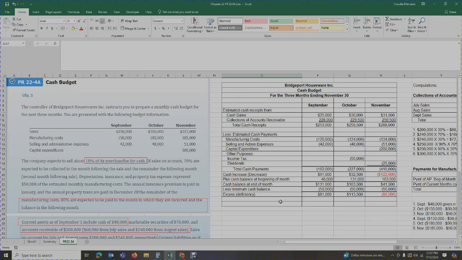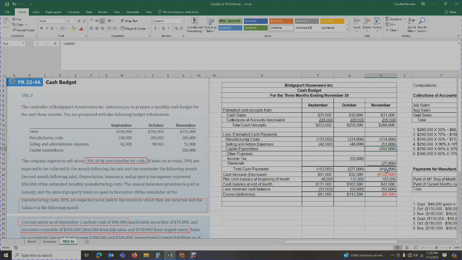So we can observe here that the budget indicates that the minimum cash balance will not be maintained in the month of November. And why is this? Well, this is due to the capital expenditures requiring significant outflows during the month. We have a $200,000 capital expenditure that we didn't have in the prior 2 months. So that $200,000 capital expenditure is what's throwing us off.